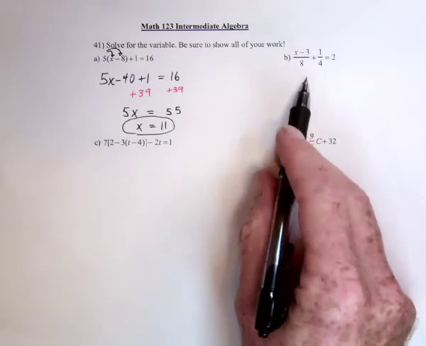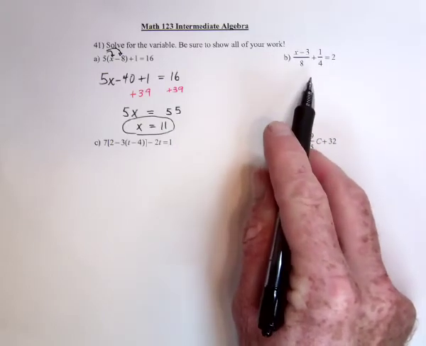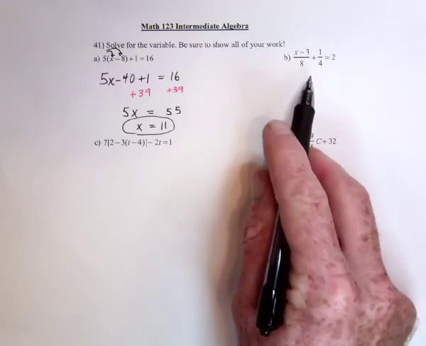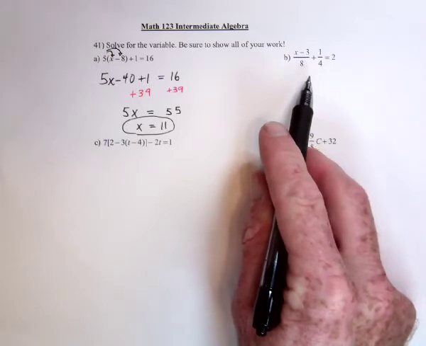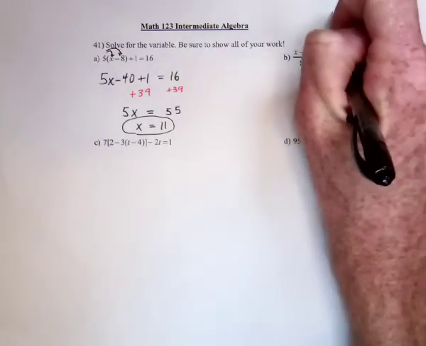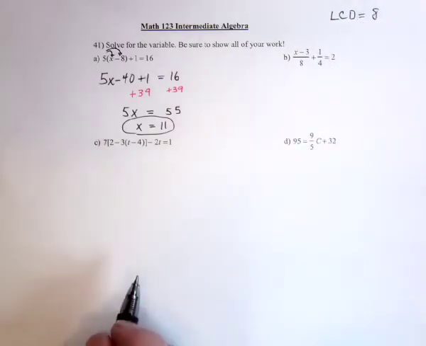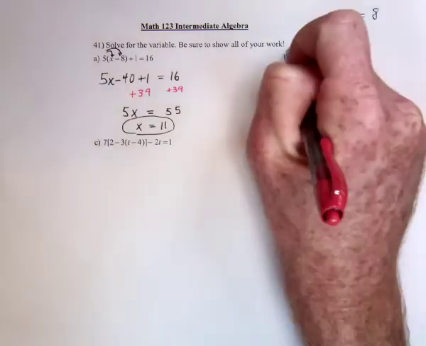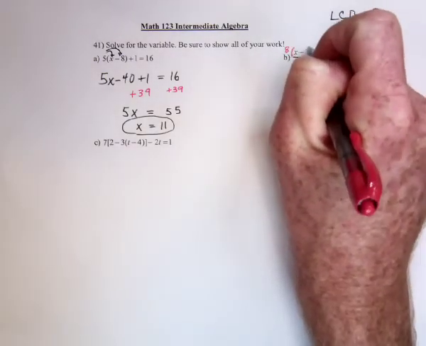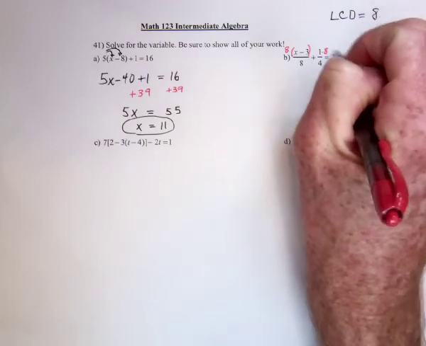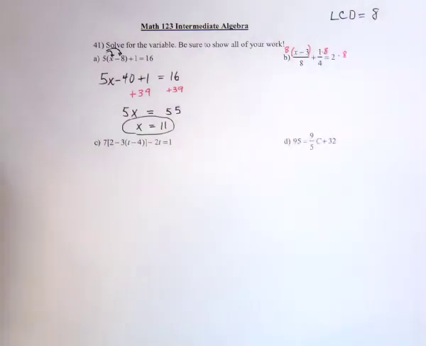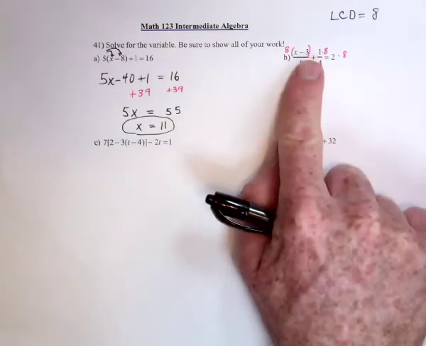For this one over here, there's a couple of ways to do it. You could add the two fractions together and then cross multiply, or you could take the least common denominator, which in this case is an 8, and multiply all of the terms by an 8. So multiply this one by 8, by 8, and by 8. Essentially what I'm doing is multiplying both sides of the equation by the same thing, an 8, and then on this side distributing the 8 to the two terms.